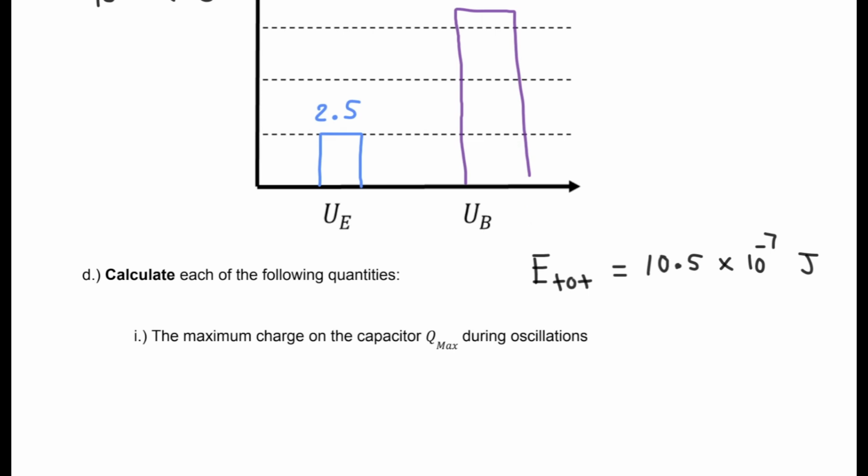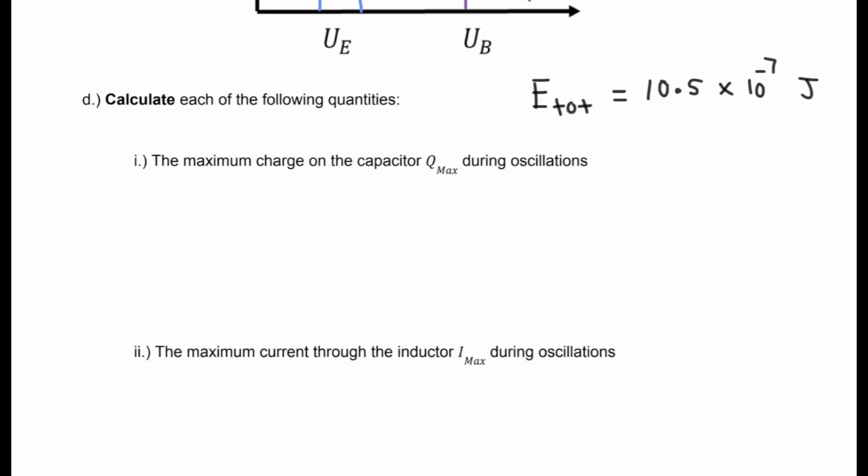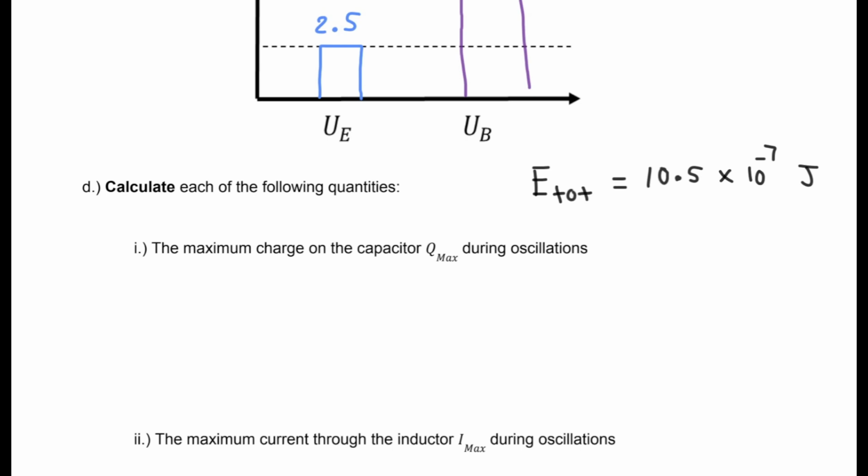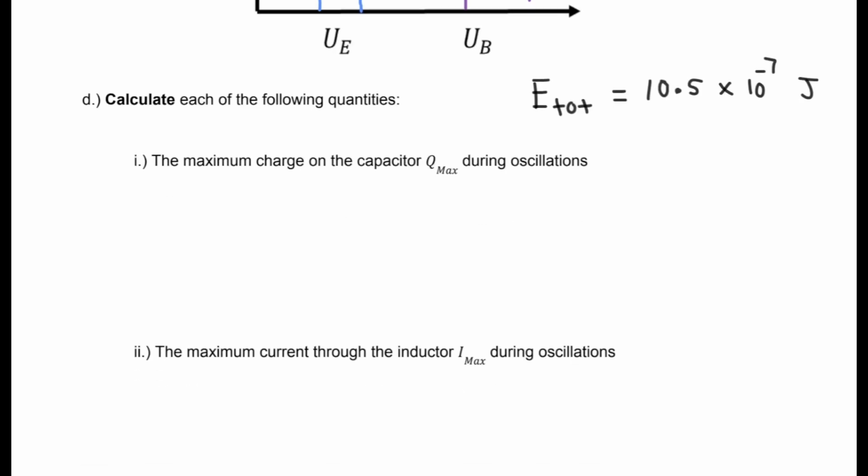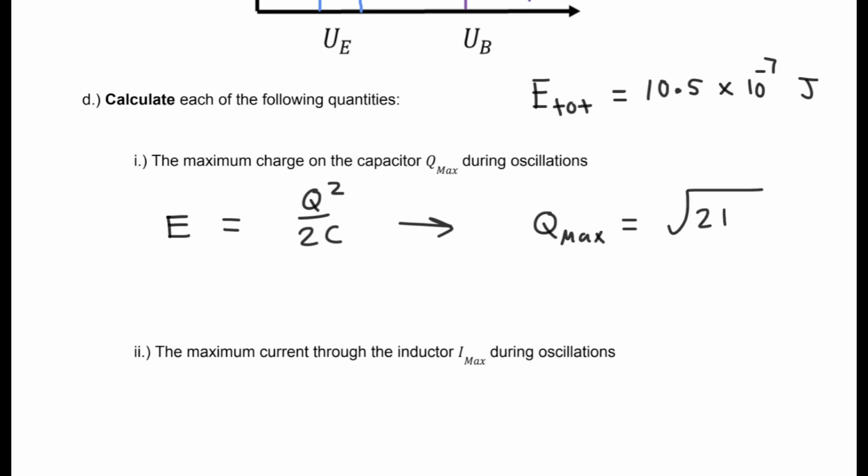The maximum charge will occur when all of our energy budget is spent in the capacitor's electric field. So we can set the energy entirely equal to Q squared over 2C. We multiply by 2C and then take a square root. So Q, we'll call this Q max, is just the square root of 2EC, and that's equal to 0.002 coulombs.